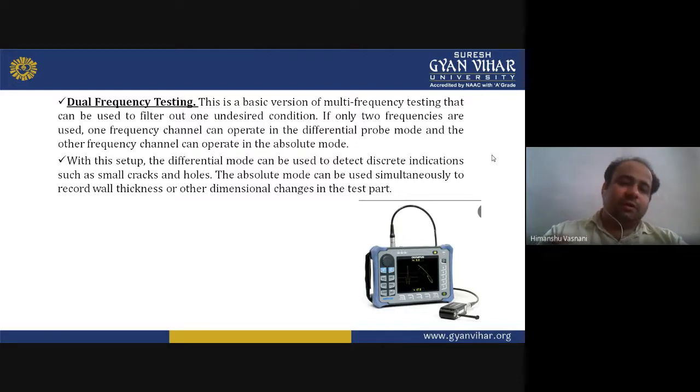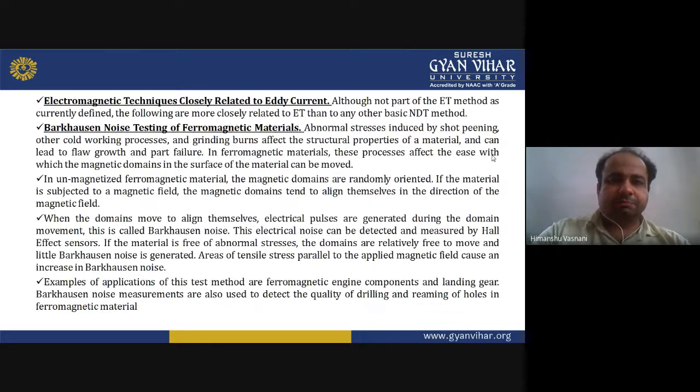With this setup, the differential mode can be used to detect discrete indications such as small cracks and holes. The absolute mode can be used simultaneously to record wall thickness or other dimensional changes in the test part. So you can see this dual frequency testing is very helpful. It gives you multi-frequency testing and helps you filter out conditions, as you can use both modes simultaneously, differential probe mode and absolute mode. So let's go further.